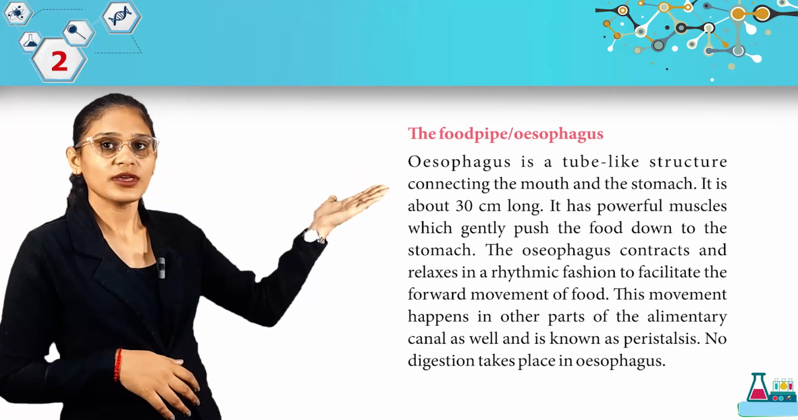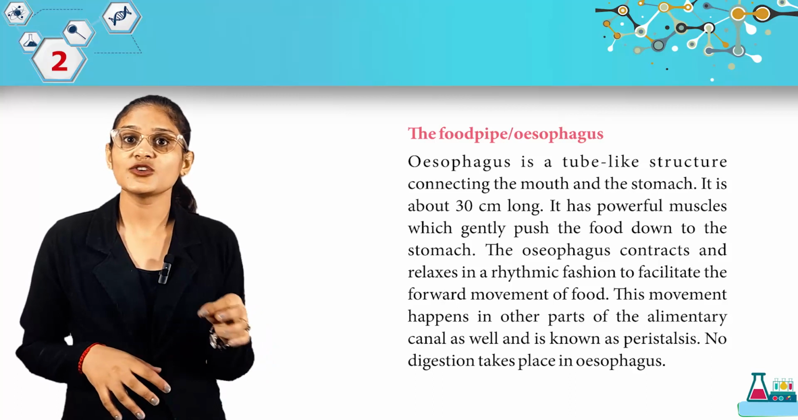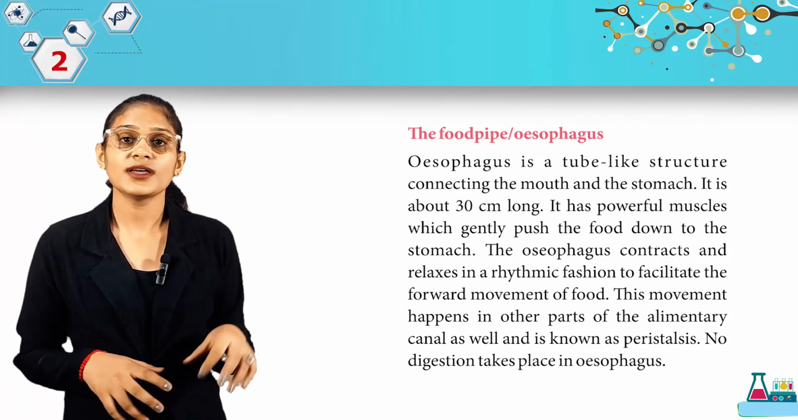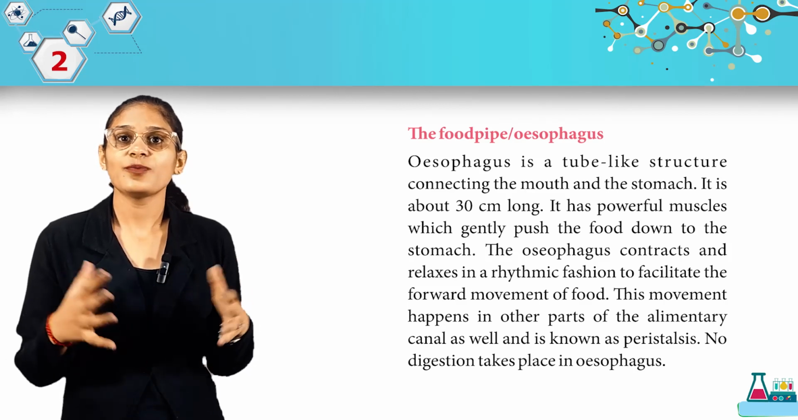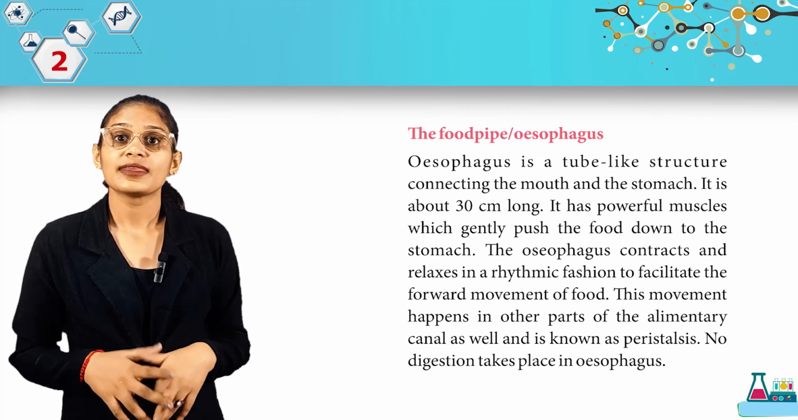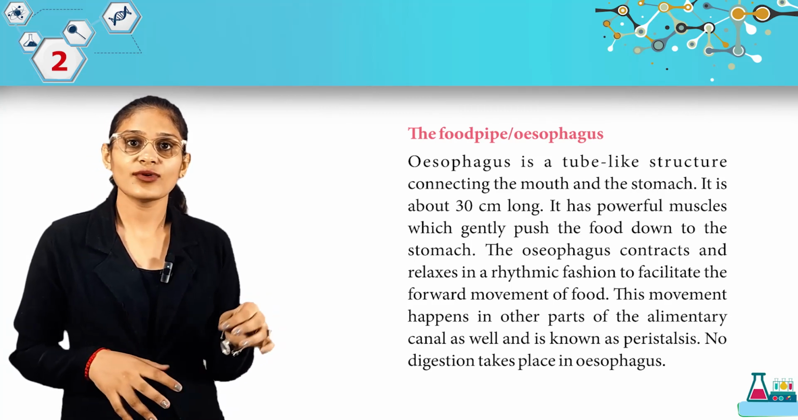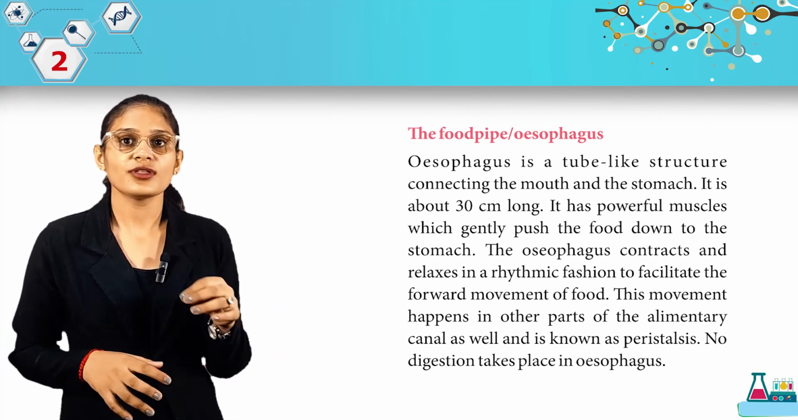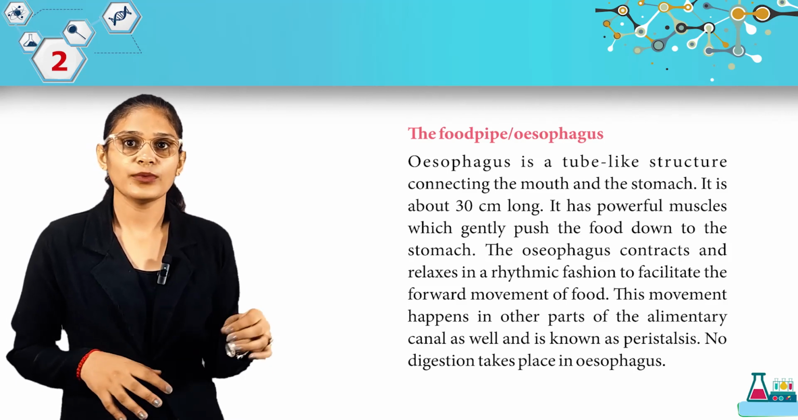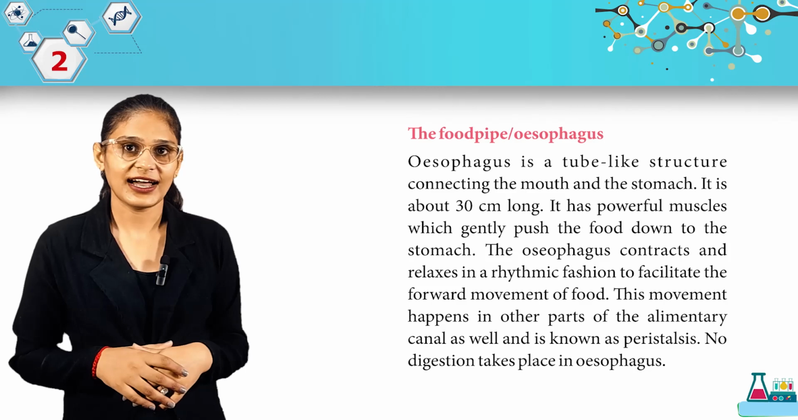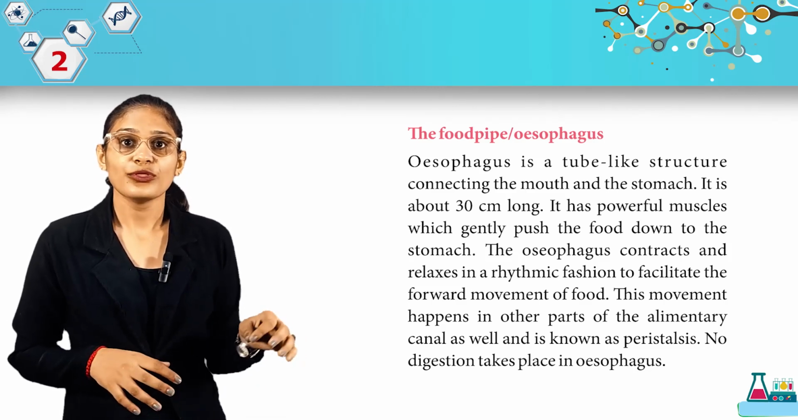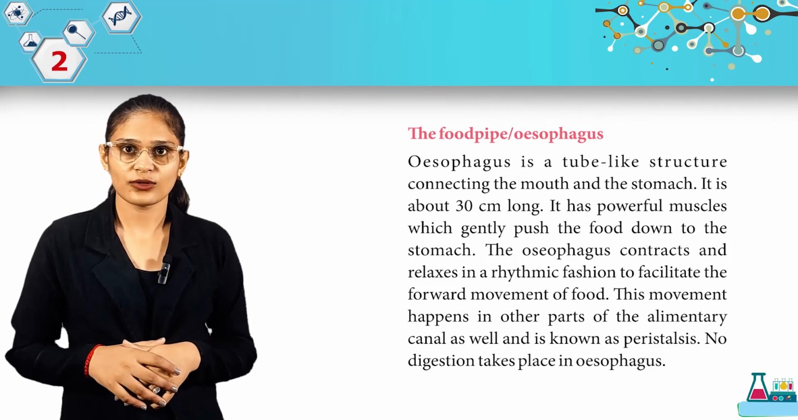The food pipe, esophagus. Esophagus is a tube-like structure connecting the mouth and the stomach. It is about 30 centimeters long. It has powerful muscles which gently push the food down to the stomach. The esophagus contracts and relaxes in a rhythmic fashion to facilitate the forward movement of food. This movement happens in other parts of the alimentary canal as well and is known as peristalsis. No digestion takes place in the esophagus.